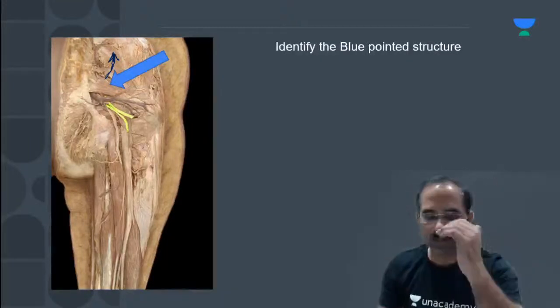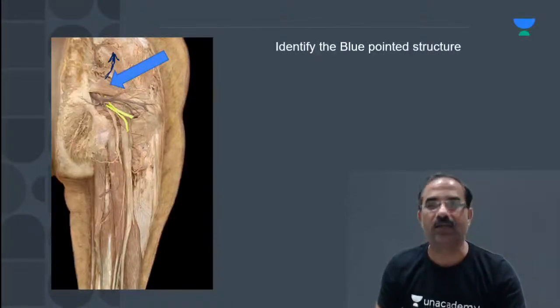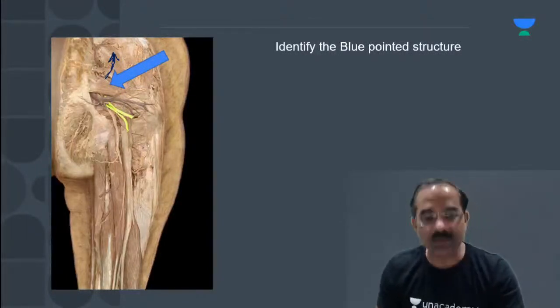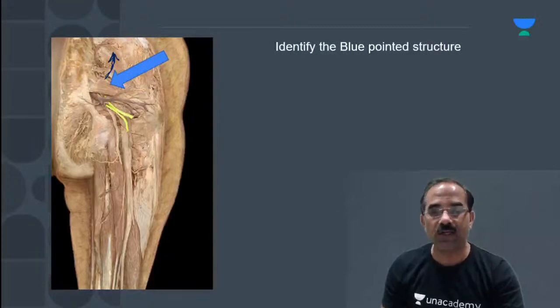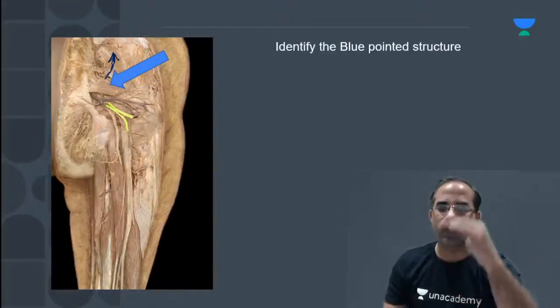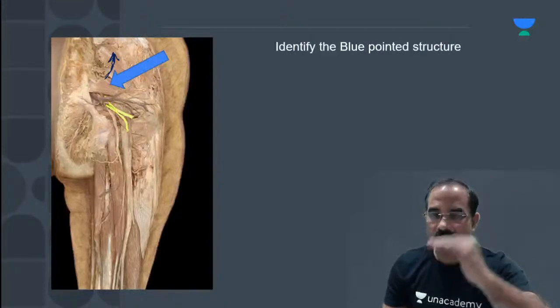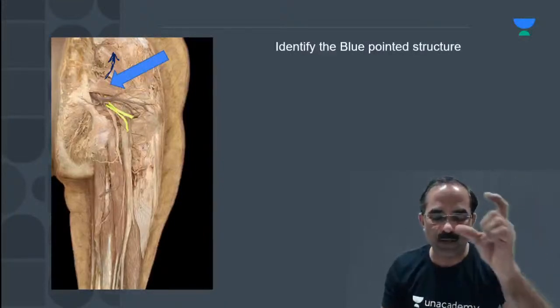And what is this sign known as? The Trendelenburg sign. What is the gait known as? The gait is known as lurching gait. If it's a unilateral paralysis, it's lurching gait. If it's a bilateral paralysis, it is waddling gait.